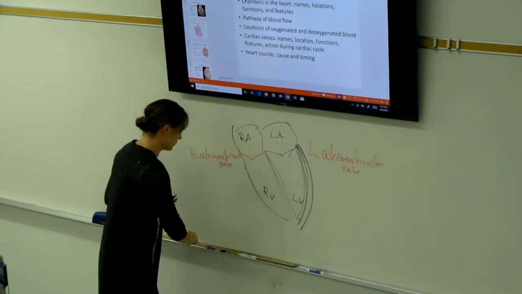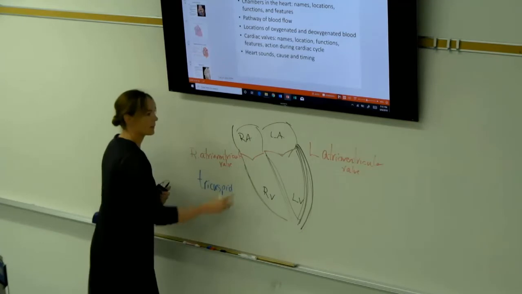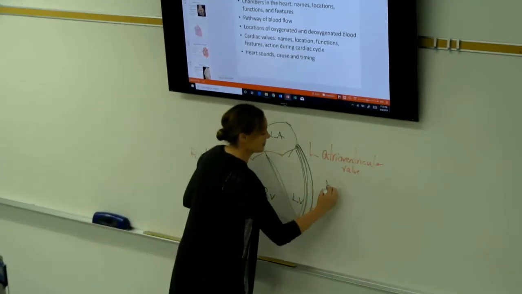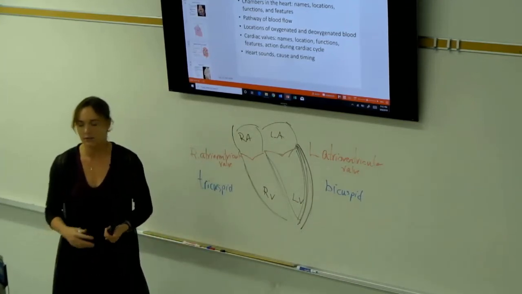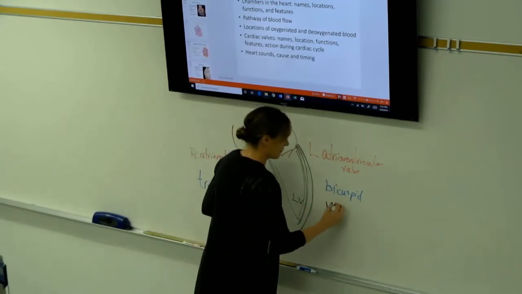The right atrioventricular valve is also known as the tricuspid valve. The left atrioventricular valve is also known as the bicuspid valve. The left atrioventricular valve, also known as the bicuspid valve, has a third name known as the mitral valve.